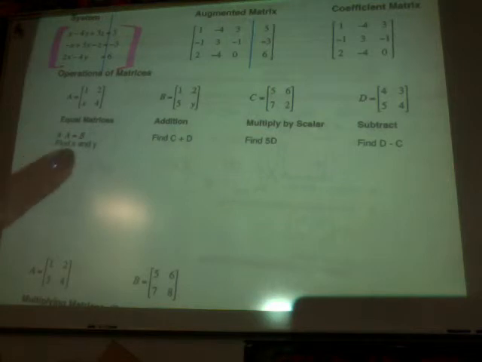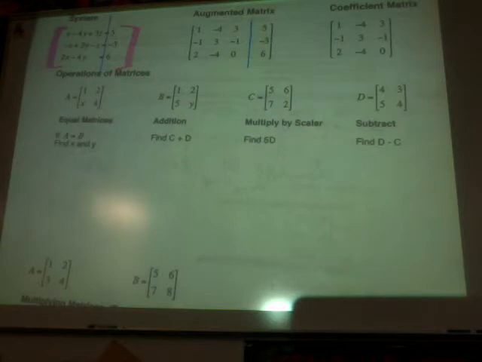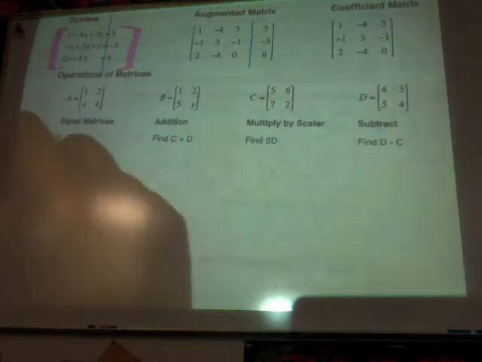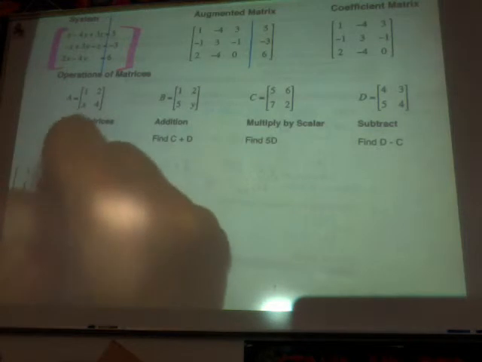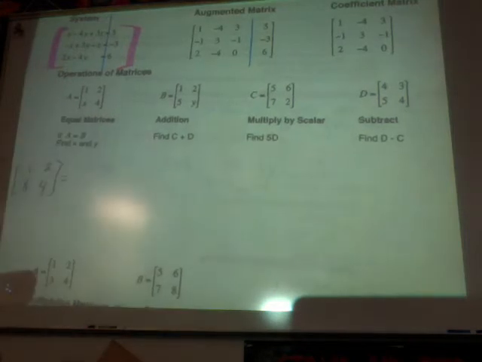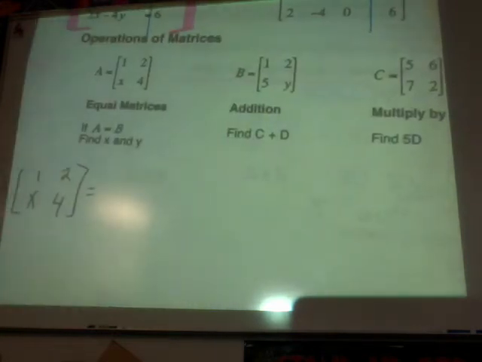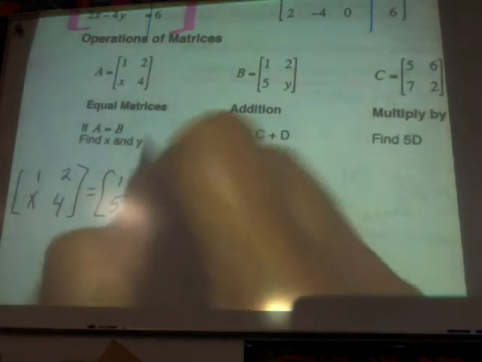So for this first one, it says if A equals B. So look at A and B. We're just going to set them equal to each other. So you might want to write small so that you can fit some stuff in here. So I'm going to take A, which is vertically going down 1, x and 2, 4. I'm just going to set that equal to matrix B. So matrix B is vertically 1, 5, and then 2y.